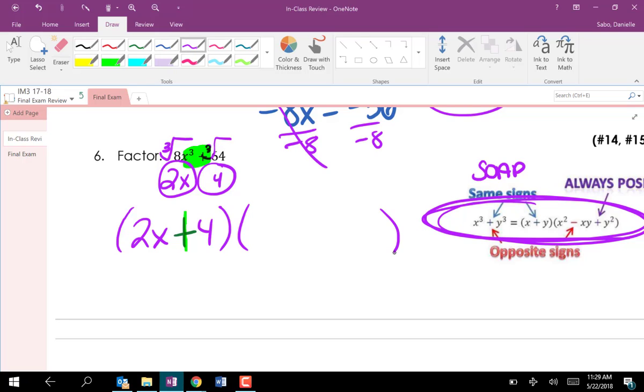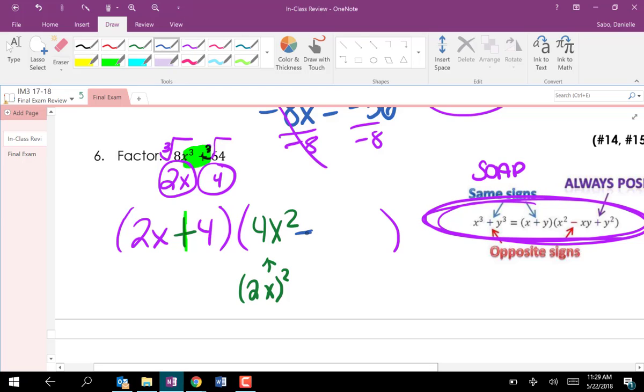What is 2x all squared? 4x squared. So if you forgot how to do that, maybe write down what we did. We did 2x all squared. That's how we got that. And that's coming from this formula right here. Same sign, opposite, which is negative.